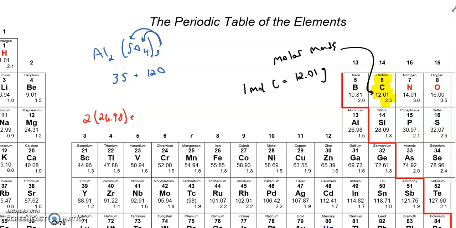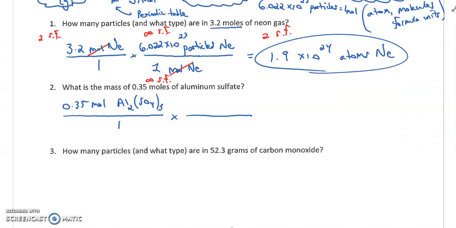So when I add up the total molar mass, I'll take 3 times sulfur, 32.07, plus 12 times oxygen, which is 16.00. So when I type this all into my calculator, I get 342.17. So in my notes, my mass here becomes 342.17. Now I know that that has to go on my numerator, my top here, because I'm trying to cancel out the unit of moles. So I put 1 mole of aluminum sulfate on the bottom.